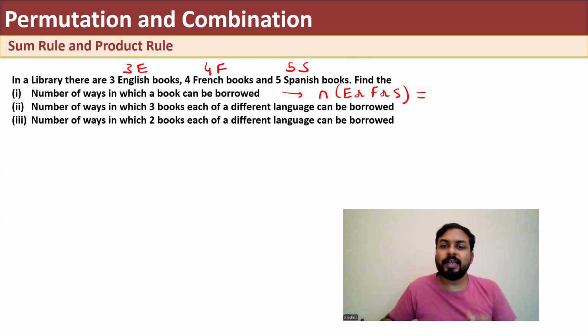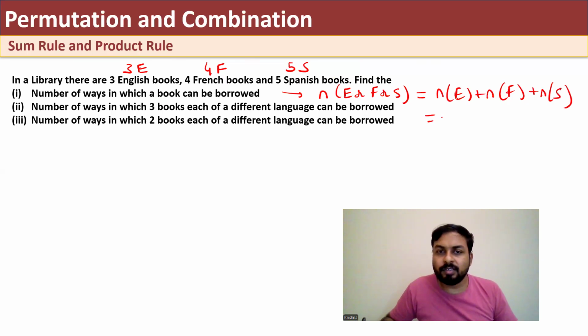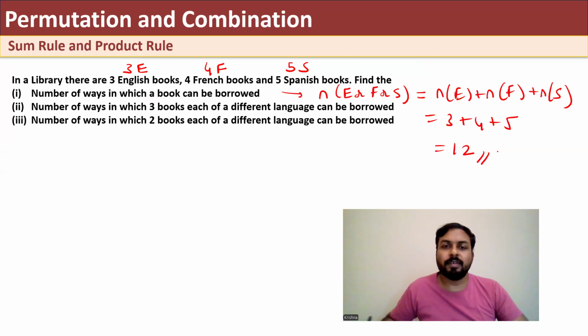right? This is similar to that samosas and momos example where you had 3 samosas and 2 momos and you can have one snack. This is similar to that. You have 3 English books, you have 4 French books, you have 5 Spanish books. The number of ways in which you can borrow a book is equal to number of ways in which you can select an English book or a French book or a Spanish book, which is 3 plus 4 plus 5. That should give you 12 as the answer.